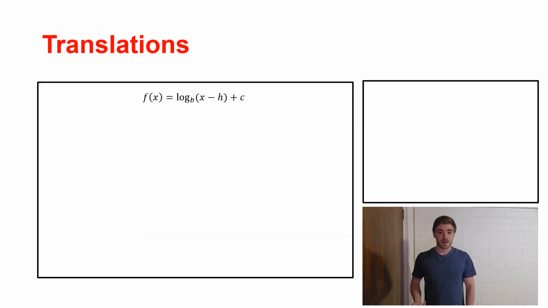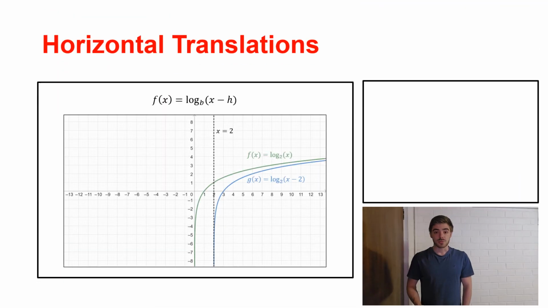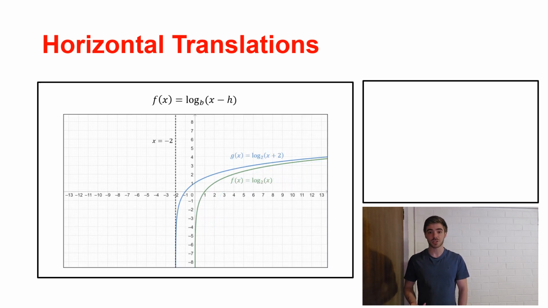The last thing we look at are the translation factors. These are responsible for shifting the graph vertically or horizontally. Horizontal translations are determined by the h term. If you have x minus h, then you're shifting your graph to the right by h. For example, if I have x minus 2, then my graph is shifting to the right by 2. If you have x plus h, then you are shifting left by h. In this example here, we have x plus 2, hence the entire graph is going to shift to the left by 2.